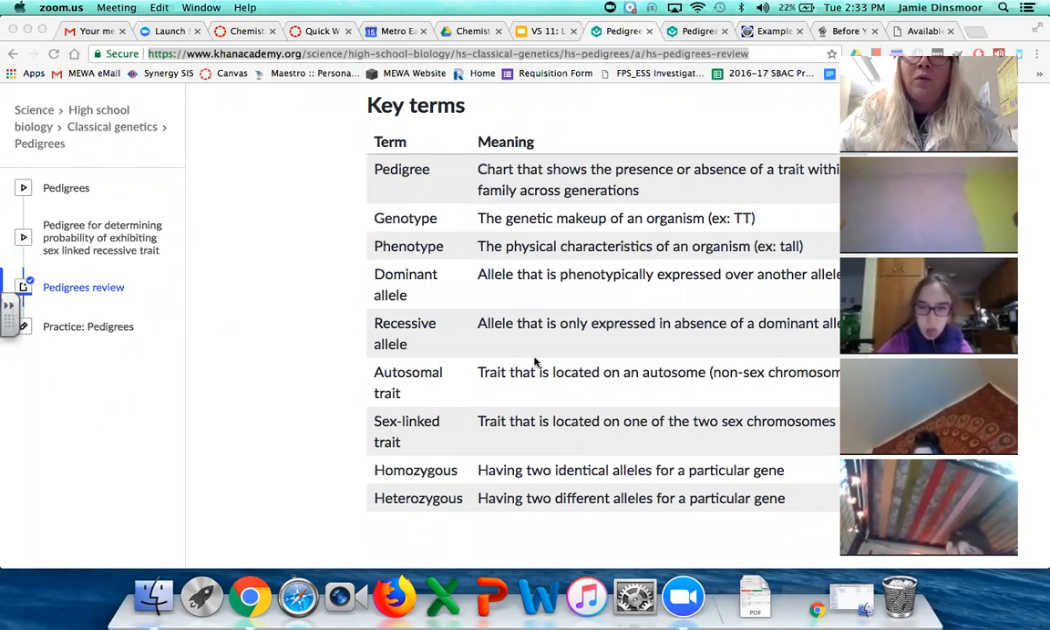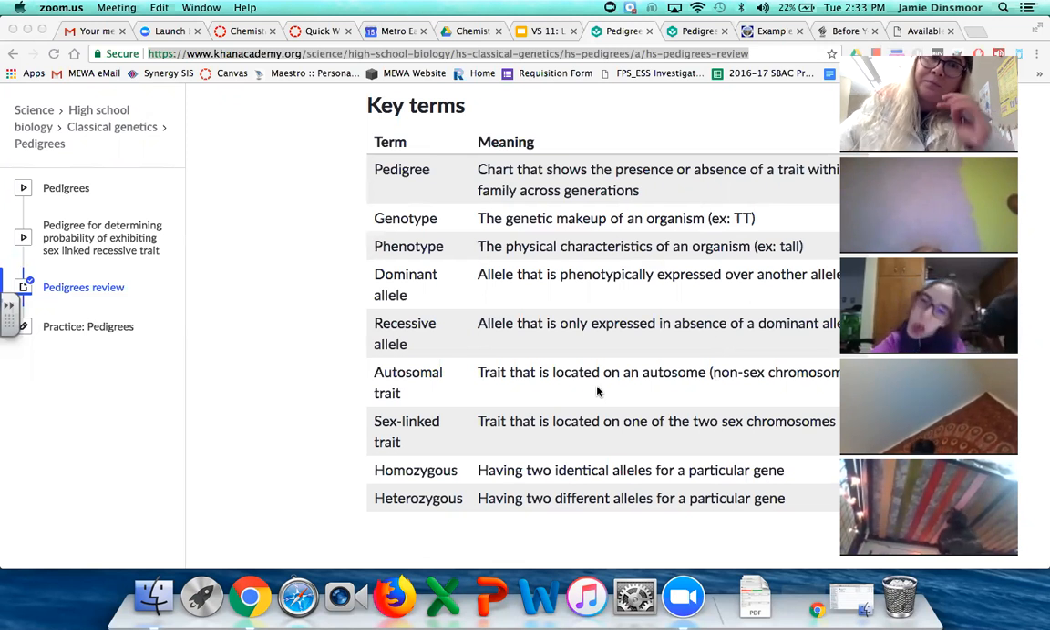The genotype, or the actual genetics, in this case, represented by letters. Big T is an example of a genotype. Phenotype, the physical characteristics, right? Is the organism tall? Is it short? Is it this? Is it that? Represented by a description, usually. Dominant and recessive alleles, right? Dominant alleles are expressed. Recessive alleles are only expressed when there's no dominant alleles.